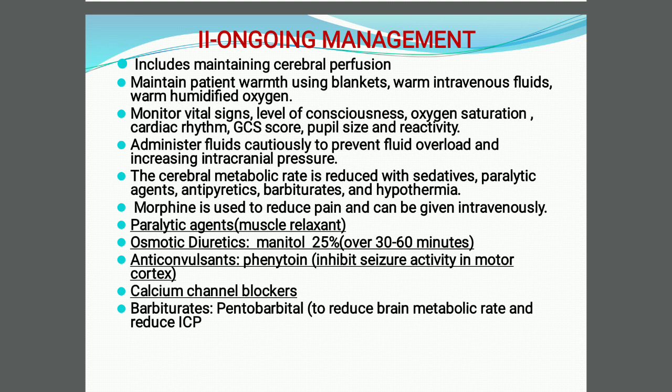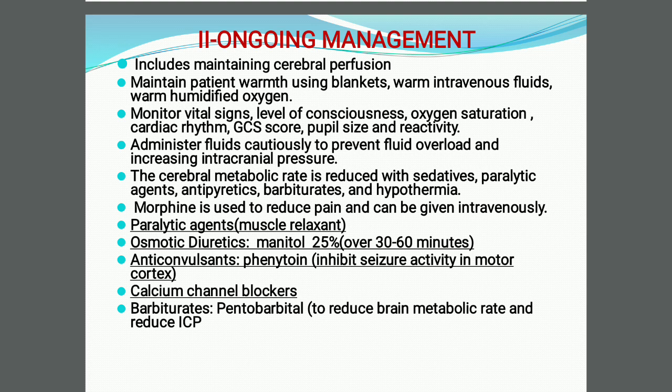So the cerebral metabolic rate is mainly reduced with sedatives, paralytic agents, or what we call the muscle relaxants, antipyretics, barbiturates, and hypothermia. So the morphine is mainly used to reduce pain and it can be given intravenously. The paralytic agent or the muscle relaxant helps to relax the muscles. Osmotic diuretics are mainly given to reduce swelling as well as to increase the urine output of the patient.